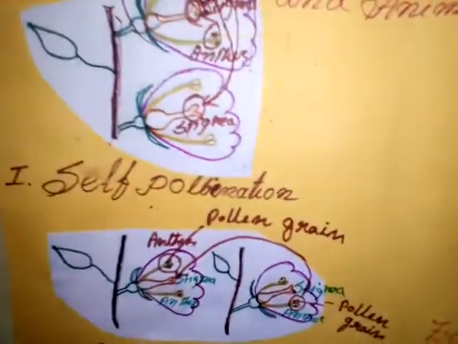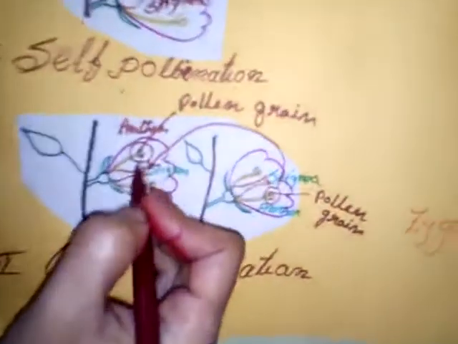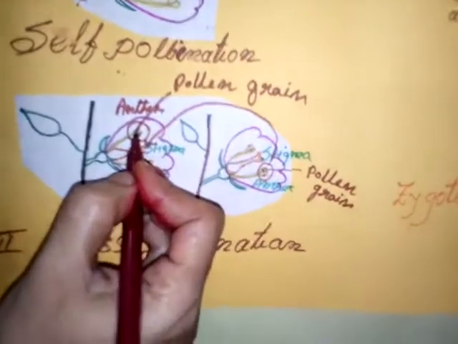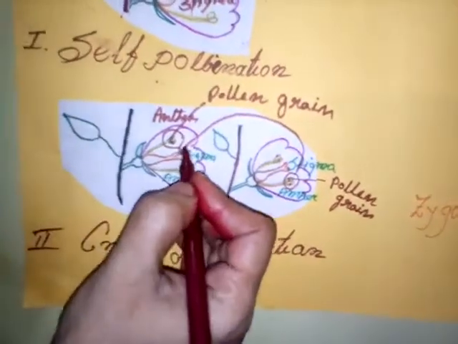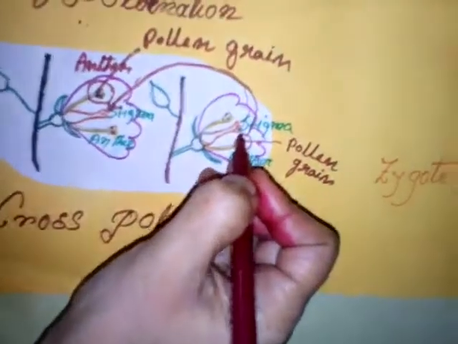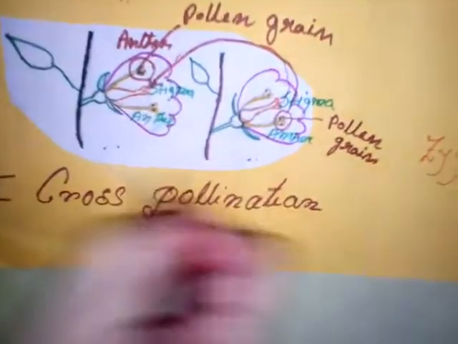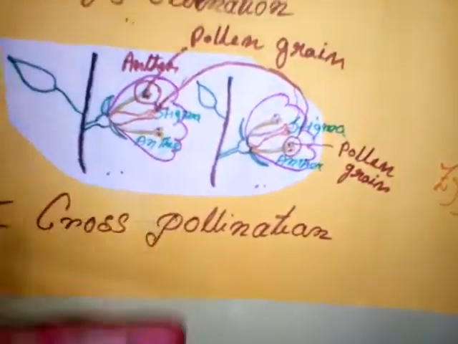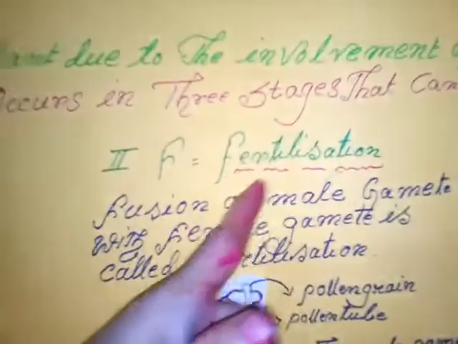On the other hand, transfer of pollen grain from the anther of the stamen to the stigma of the pistil of another plant but of the same kind is called cross-pollination. The second stage is fertilization.